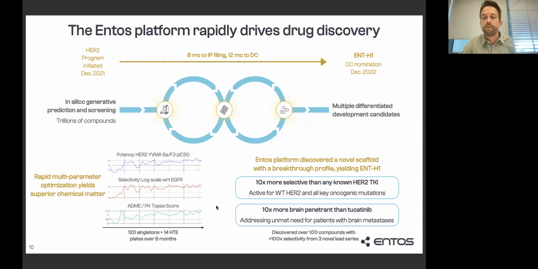ADME and PK and tissue distribution properties to arrive at a molecule that is very exciting and appears to be best in class, with 10-fold better selectivity versus the dose-limiting toxicity in EGFR, as well as 10-fold better brain penetrance than tucatinib. And what's exciting about this general approach is that this is the best molecule and the one that we've committed to for our development candidate. But from 3 different novel molecular series generated from this search, we actually had over 100 distinct molecules that had over 100-fold selectivity against EGFR, giving us a wealth of potential candidates to choose from.